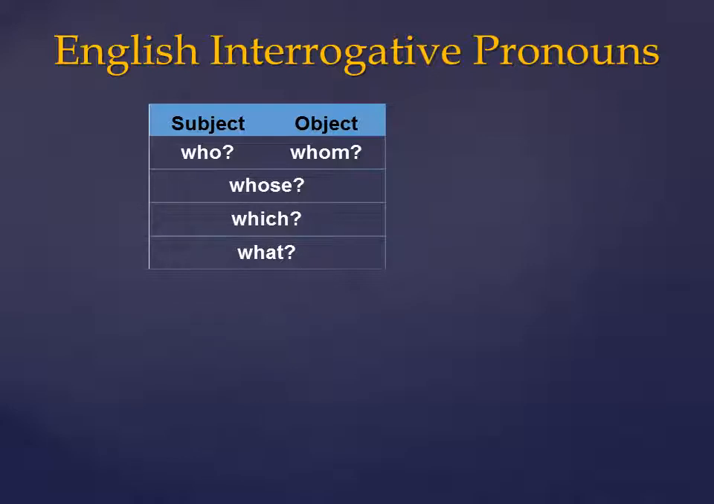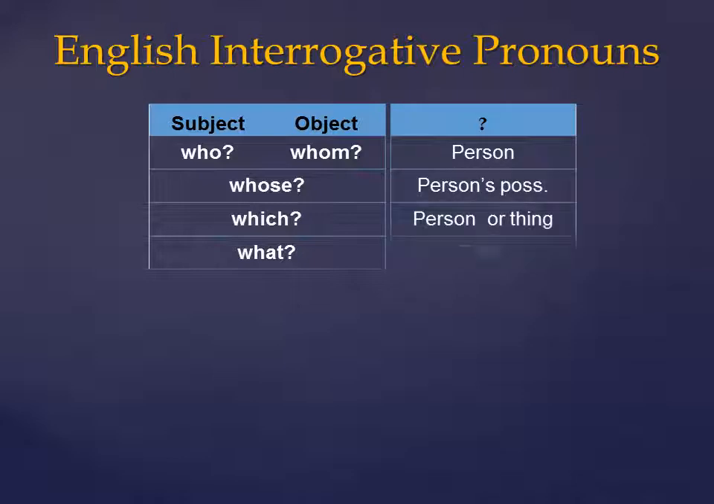So we use who or whom when we're asking a question about a person. We use whose when we're asking about a person's possession or characteristic. The pronoun which can be used when asking about either a person or a thing, and we tend to use it when the number of choices are limited. And we use the pronoun what to refer to things and when there are many options.